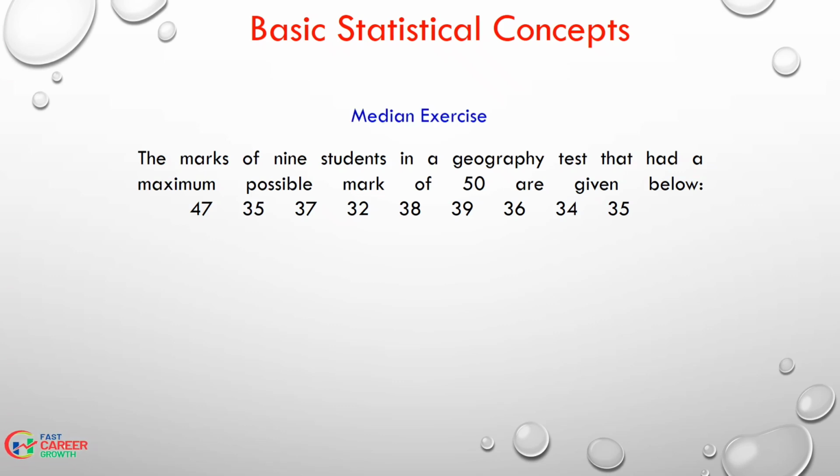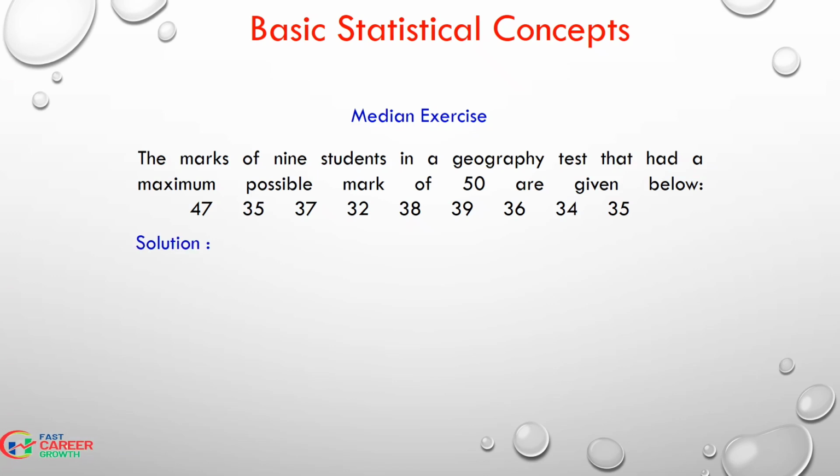Next, let's see an example for median calculation. The marks of 9 students in a geography test that had a maximum possible mark of 50 are given below: 47, 35, 37, 32, 38, 39, 36, 34, 35. Find out the median of the score obtained.